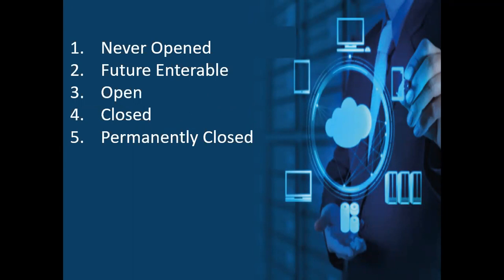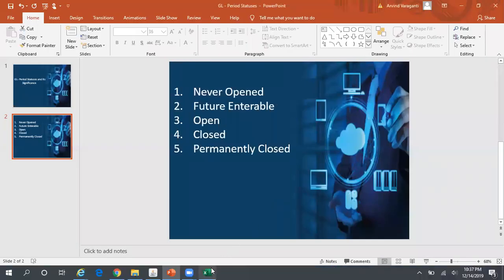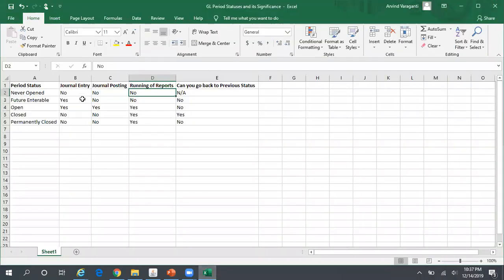The first status of a GL period is never opened, and then it gets into something called future enterable status. Again, that's optional. I'll explain the significance of the future enterable status, and then it gets into open status, closed, and permanently closed. Now let us see in detail the significance of these period statuses and what kind of transactions can be entered when a particular GL period is in any of these different statuses. So let me get into this table.